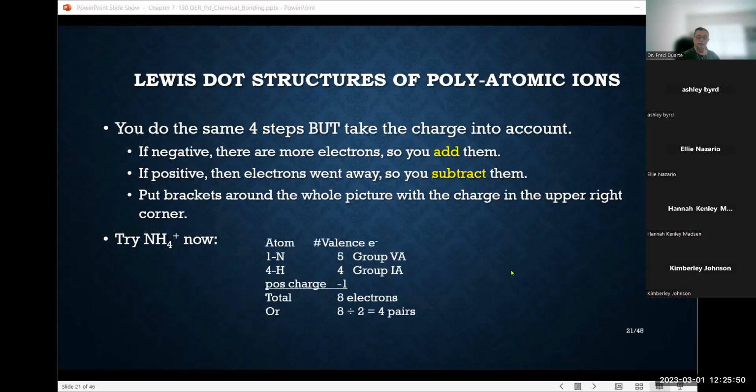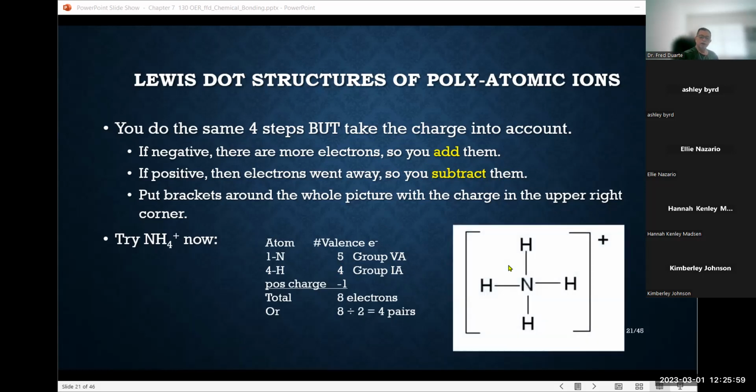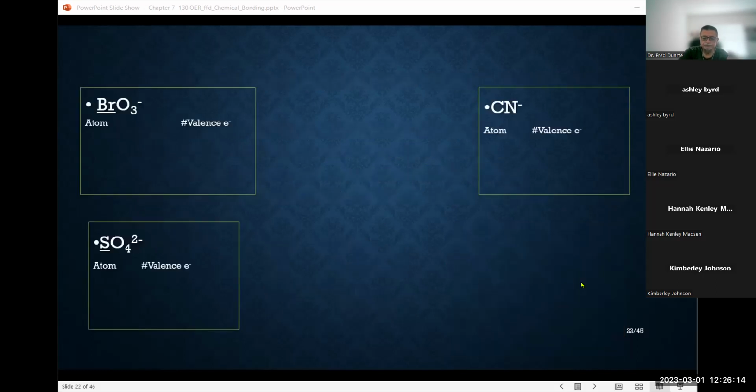All right, so here's the example we just did. There's the formula, there's the bracket, and there's the charge on the right-hand side. Don't forget the bracket because it is an ion. Okay, and don't forget the charge. All right, let's do some examples.